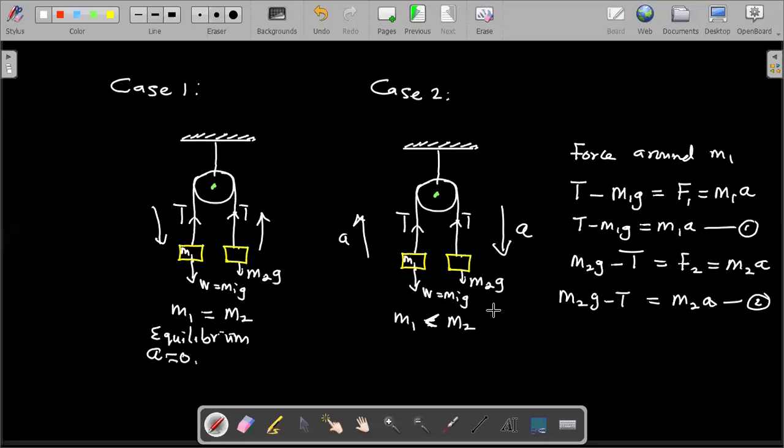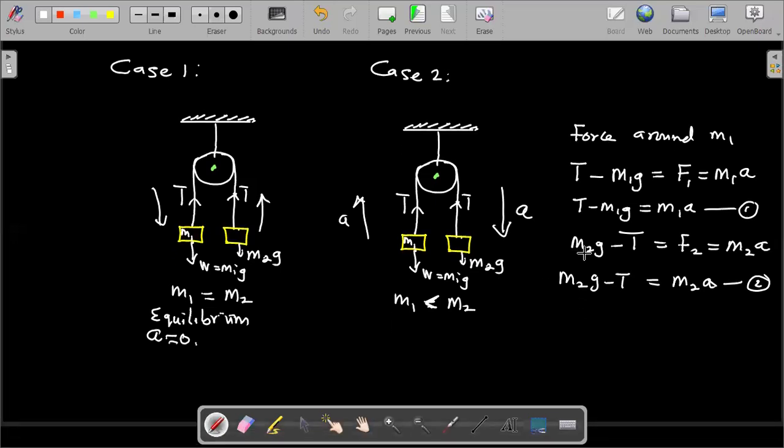Observing closely, we now have two equations, equation 1 and equation 2. If we add equation 1 to equation 2, we'll be able to eliminate the tension. Then we have M2G minus M1G equals M1 plus M2 times A. Since we have M1A here and M2A here, A is common, and we can factorize the A out.